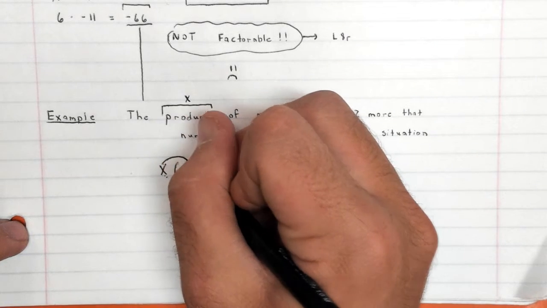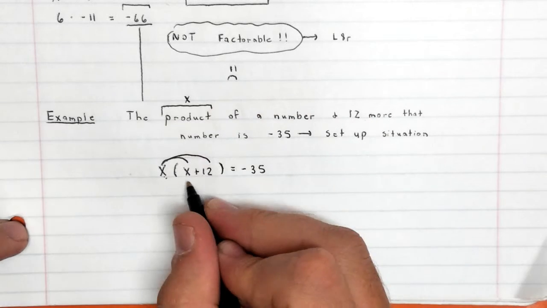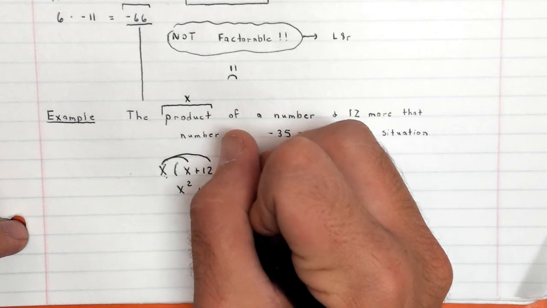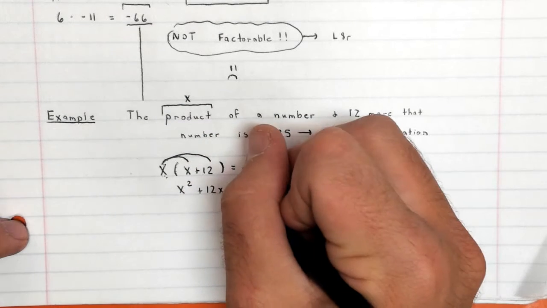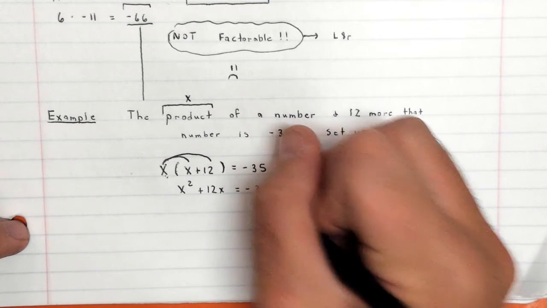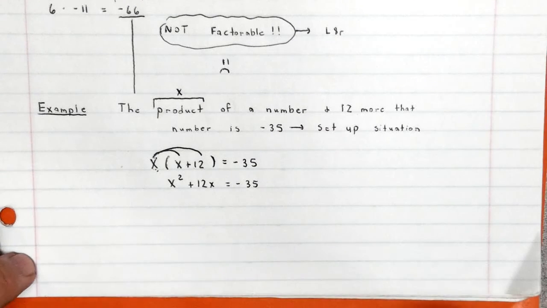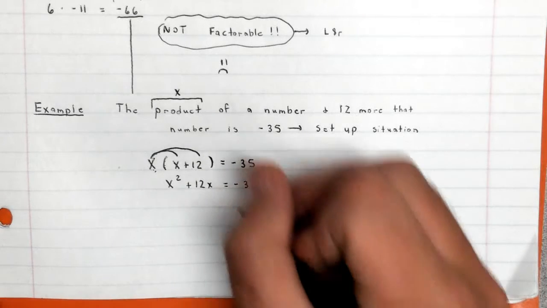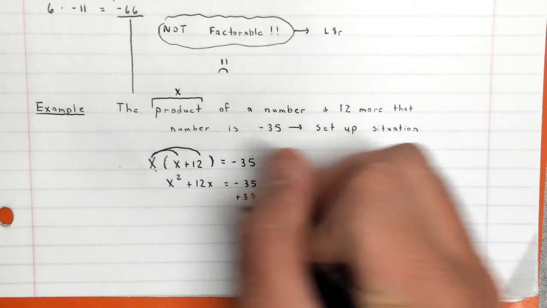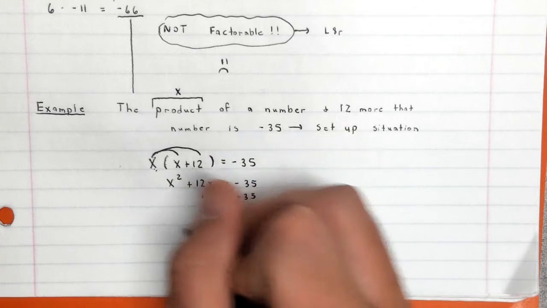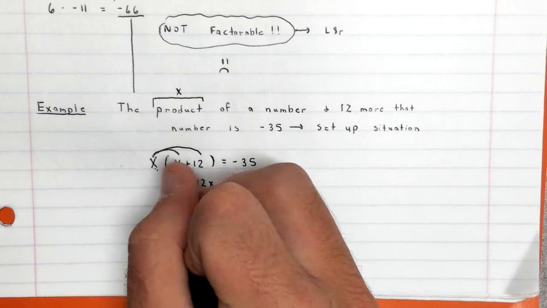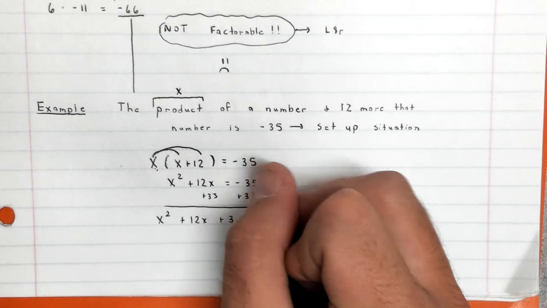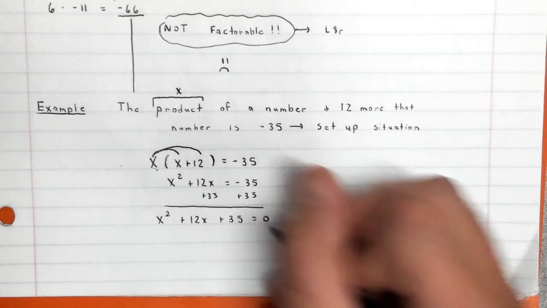Looks like I could distribute this x here and here. X times x will give me x squared. X times 12 will give me plus 12x is equal to negative 35. Now this is looking closer and closer, like maybe I could factor it. Let's move this 35 to the opposite side. We're going to add 35, add 35. So I get x squared plus 12x plus 35 is equal to 0.